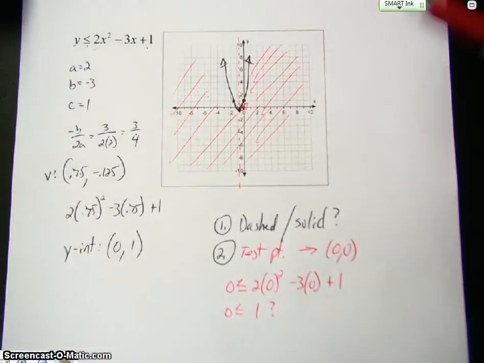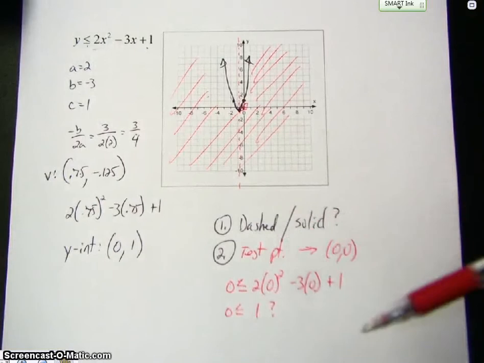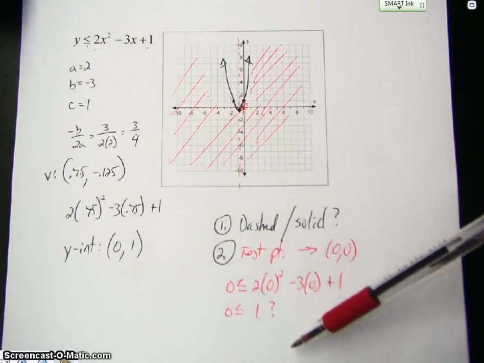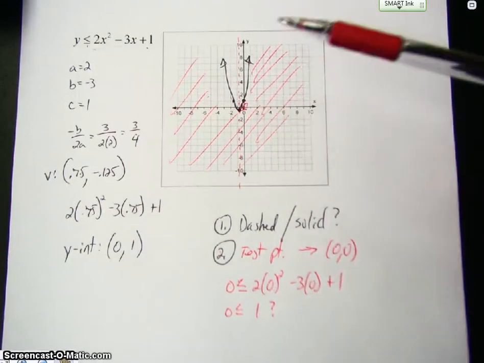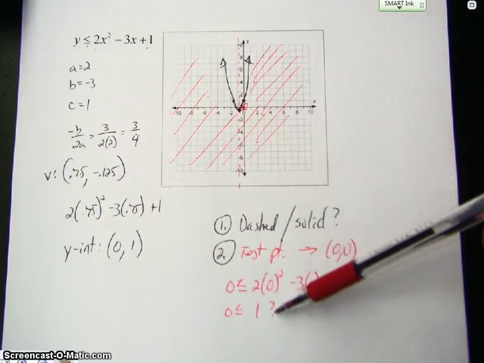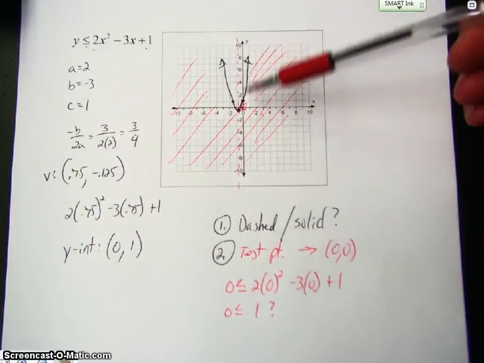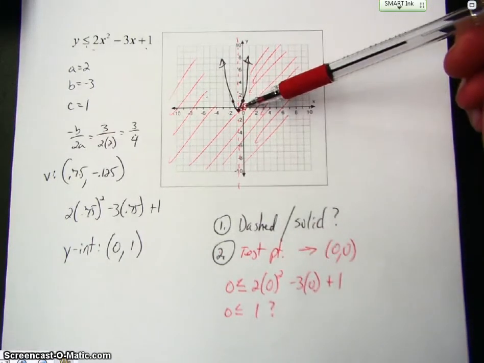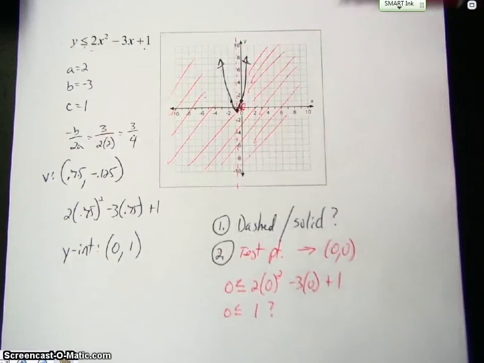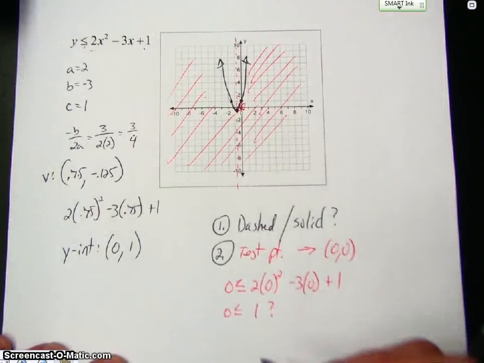Okay. Now, if my test point is false, then wherever the test point is, you shade opposite. So if this was false, then I would shade on the inside, because it'll be opposite, because the test point was on the outside. Opposite means I would shade on the inside. So true means wherever the point is. False means you shade opposite of where the point is.